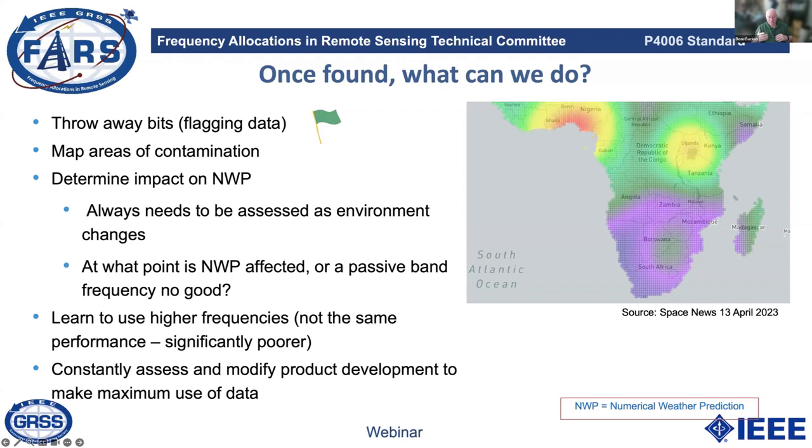So the next question is, okay, you figure out how to find it. How do you differentiate between quasi Gaussian and Gaussian noise? If you're able to do that, what can we do?